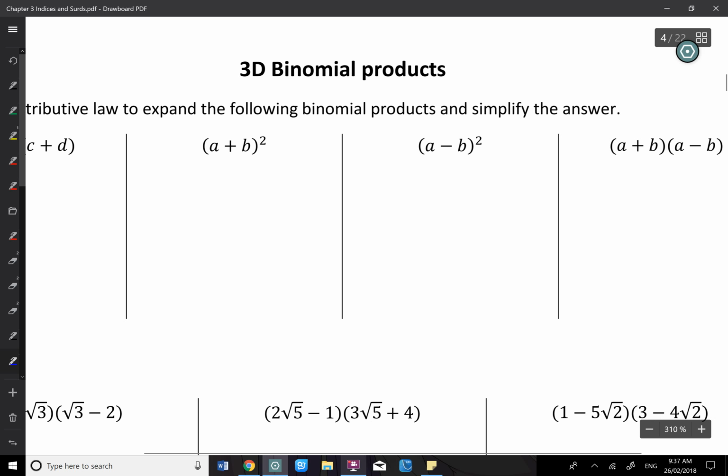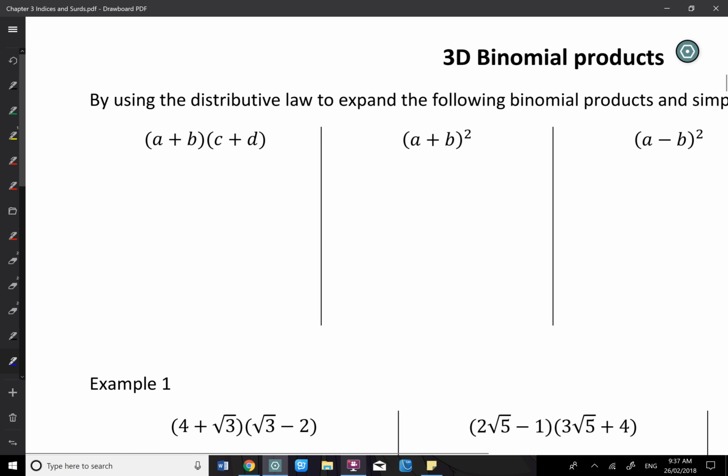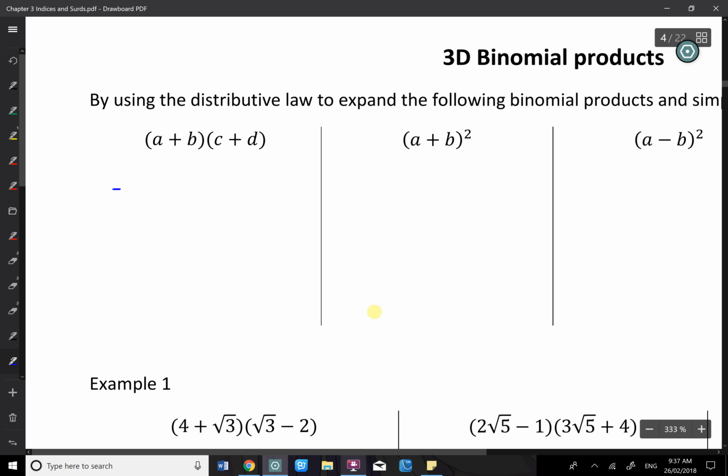Okay, first of all, we need to be familiar with some rules. There are basically 3 rules, and one is just normal expansion. This first one is normal expansion. So the first one will give us AC plus BC plus AD plus BD.